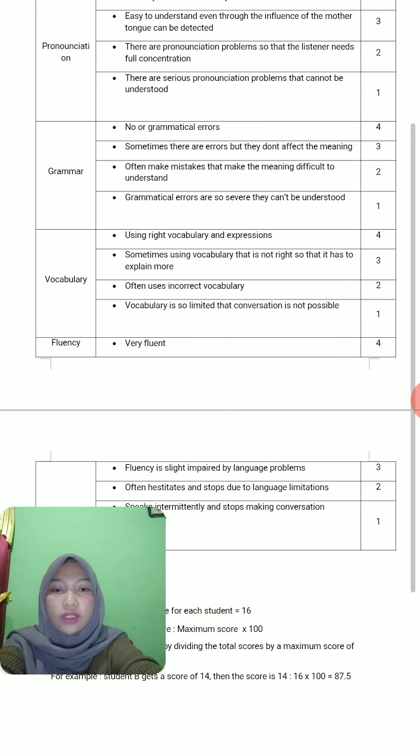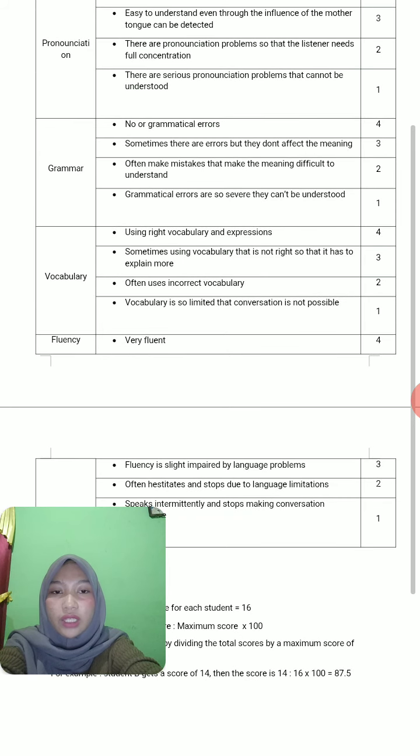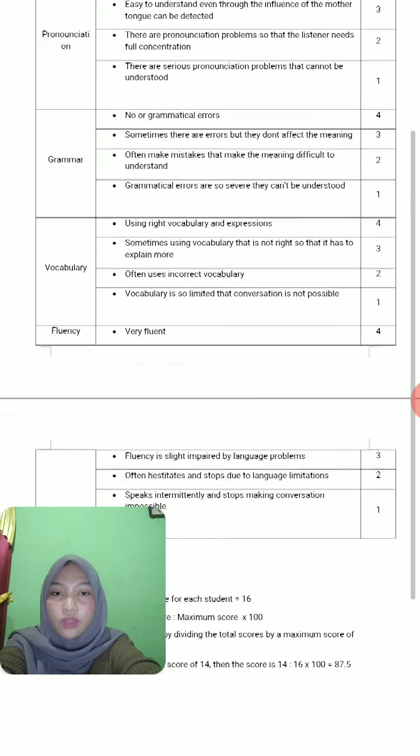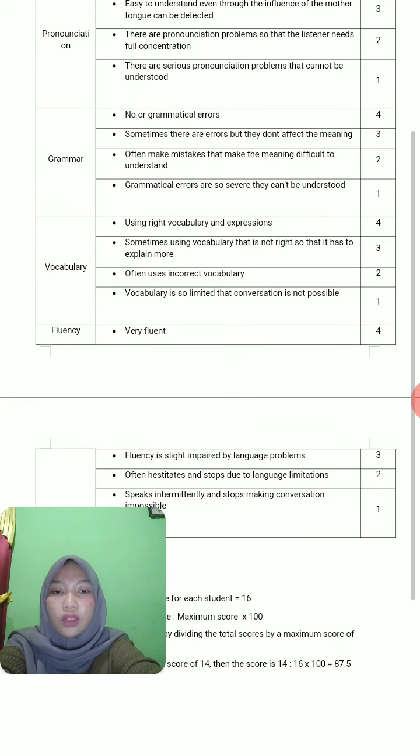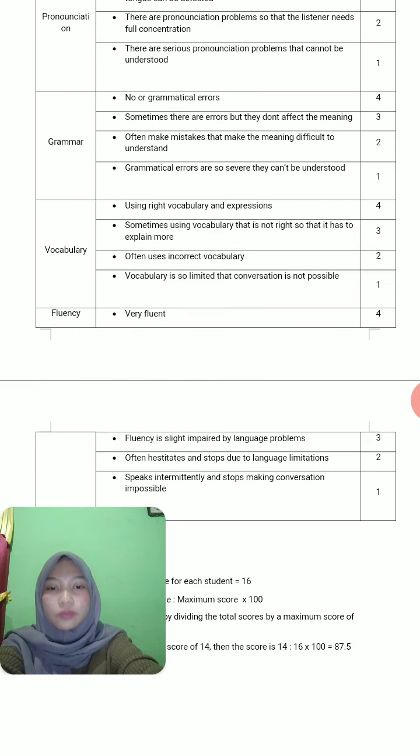In the vocabulary component, a student will get a score of 4 if using the right vocabulary and expression, a score of 3 if sometimes using vocabulary that is not right, so that they have to explain more, a score of 2 if they often use incorrect vocabulary, and a score of 1 if vocabulary is so limited that conversation is not possible.